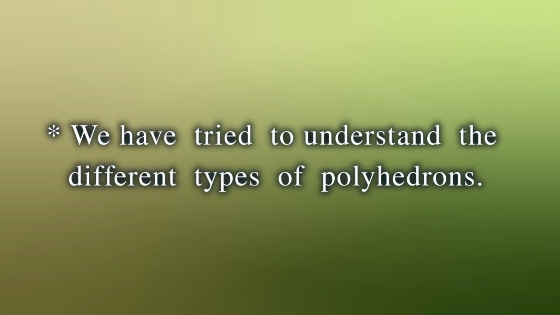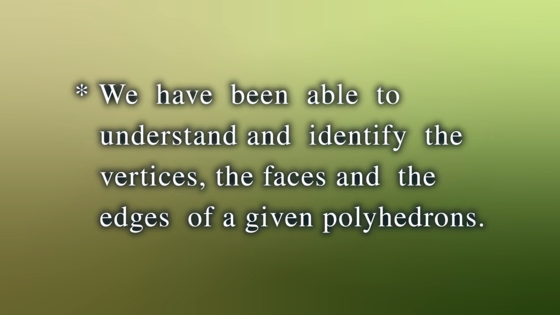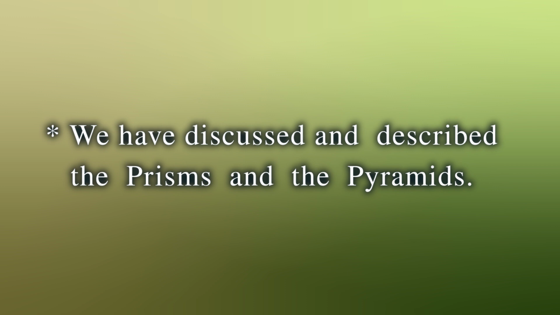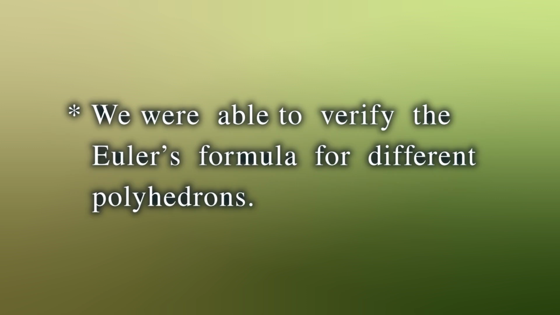Now, before we end this lesson on polyhedrons, let us try to recapitulate what we have discussed so far. First, we have tried to understand the different types of polyhedrons. Second, we have been able to understand and identify the vertices, the faces, and the edges of a given polyhedron. Third, we have discussed and described the pyramids and the prisms. Fourth, we have been able to verify Euler's formula for different polyhedrons.